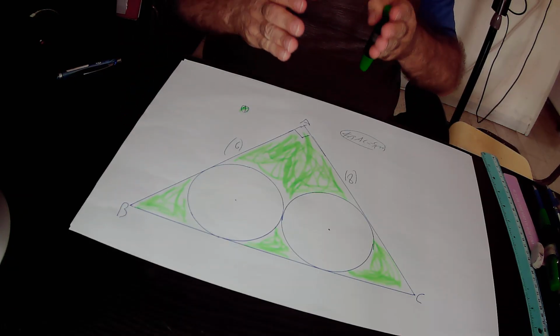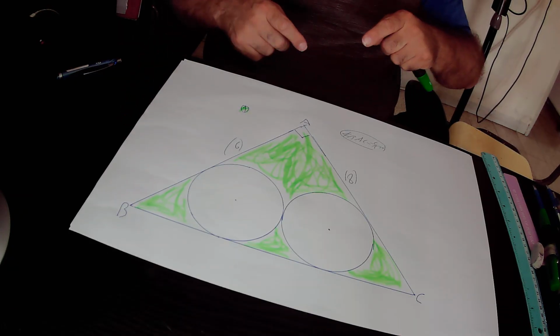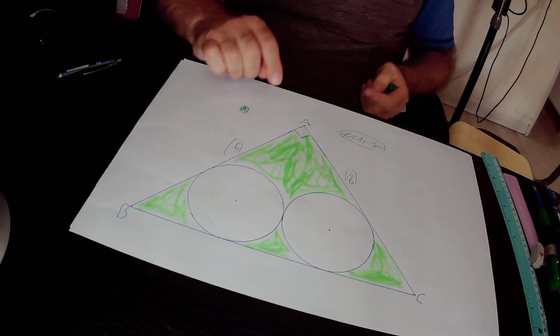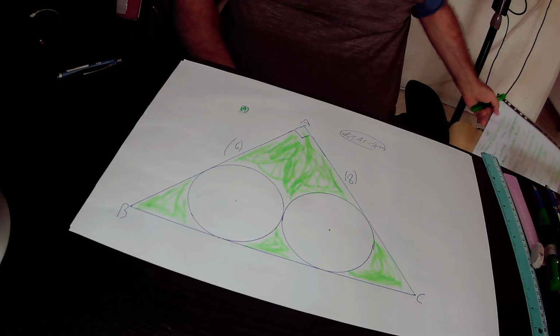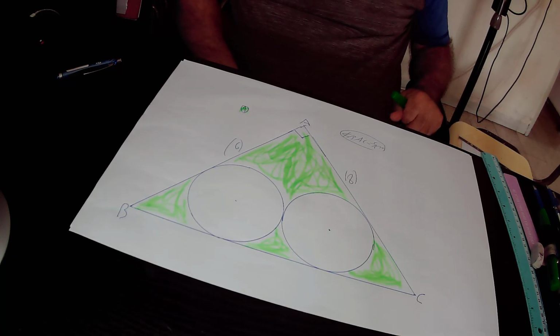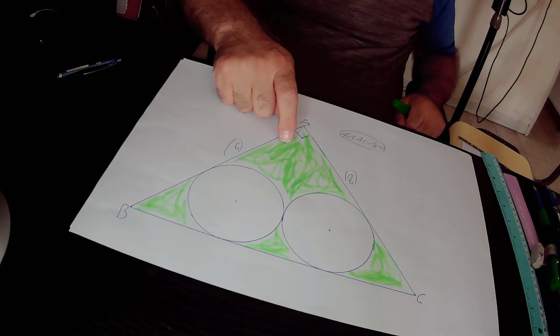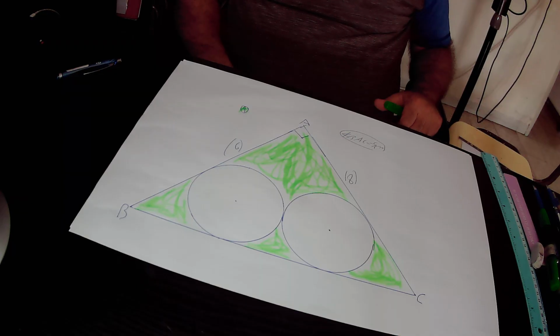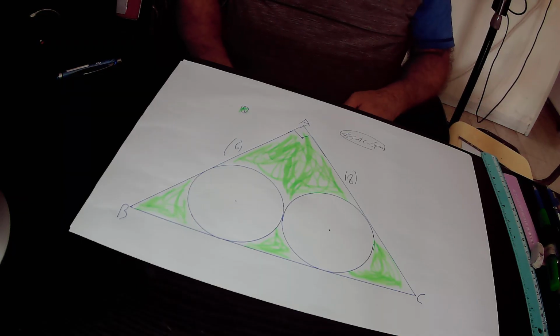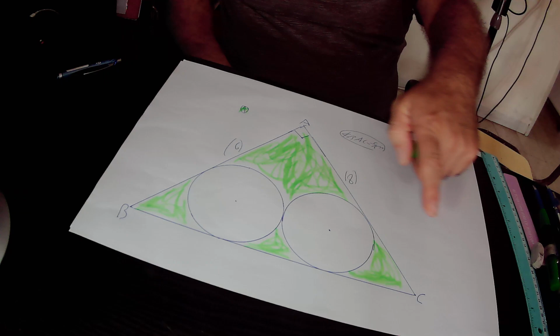Inside this right triangle ABC, we have two identical circles. To repeat, our task is to find the area of this green shape. So we implement the Pythagorean theorem on this right triangle in order to find the length of the hypotenuse BC.